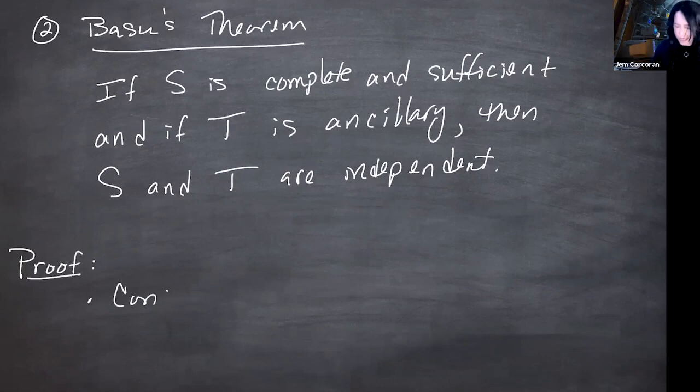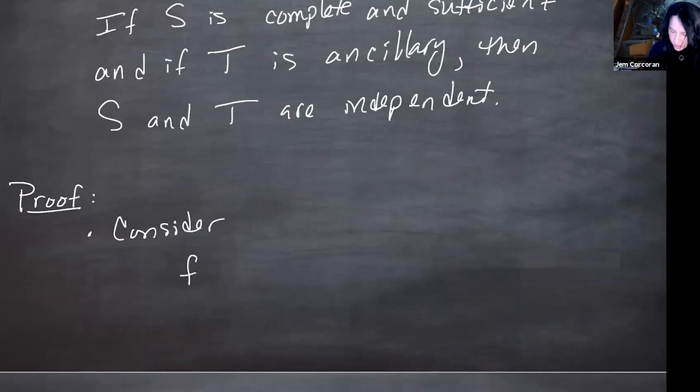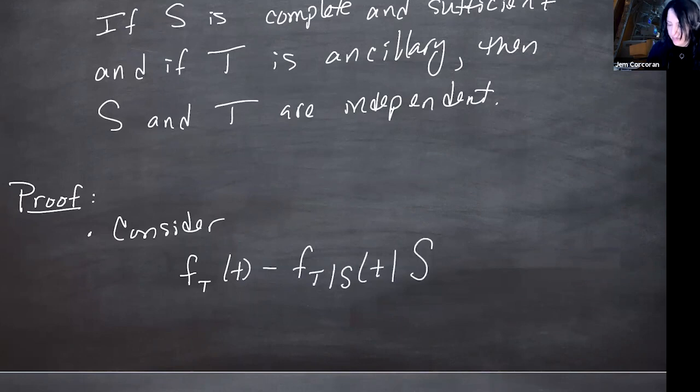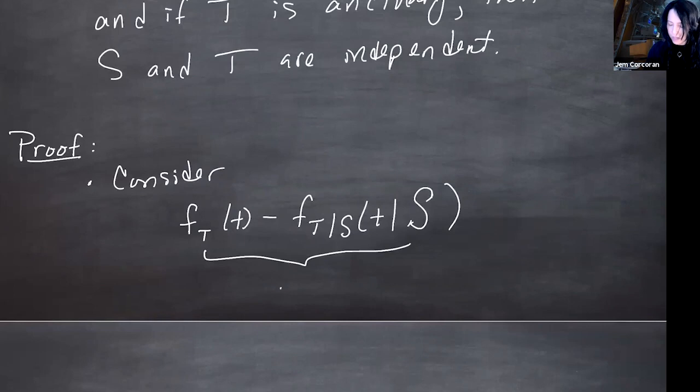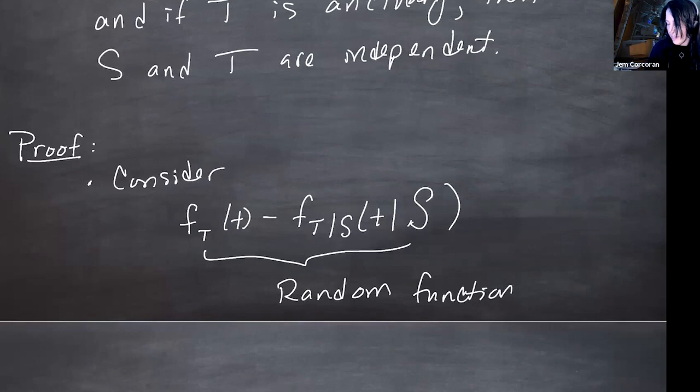So I'm going to start off by considering the following function of the random variable S. So consider the PDF for T minus the conditional PDF for T given S, evaluated at T given capital S. So there's some T's in here, but this is random, and as a random variable, it's a random function of S. You know, for a fixed T, think of S as the random variable, and this is a new random variable.